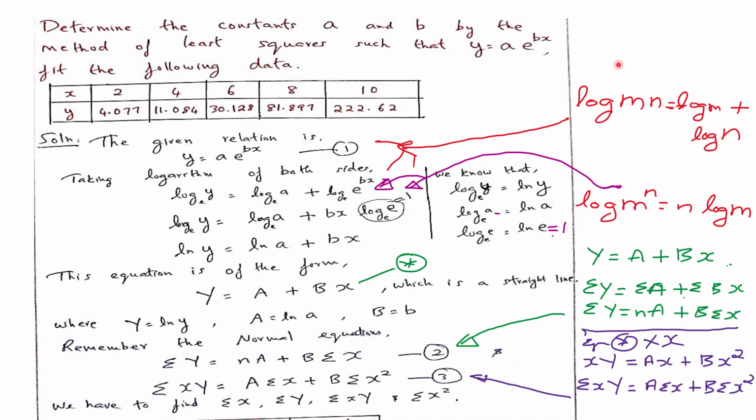So here you see the question: determine the constants a and b, this is small a and small b, by the method of least squares, such that the equation given here, y is equal to a into e to the power b into x, fits the following data. So x, y is given. Here x values are given, and corresponding y values are also given.